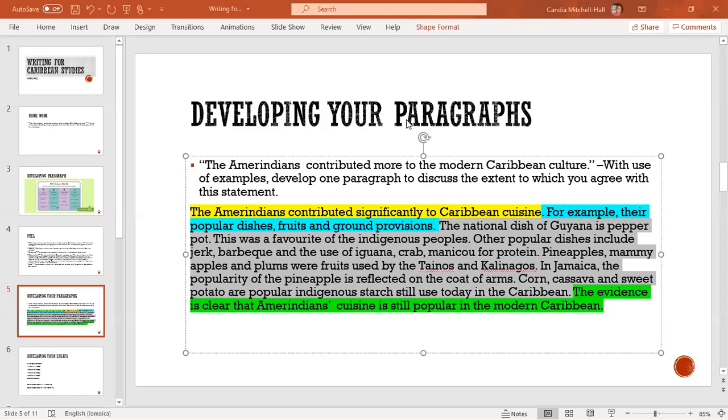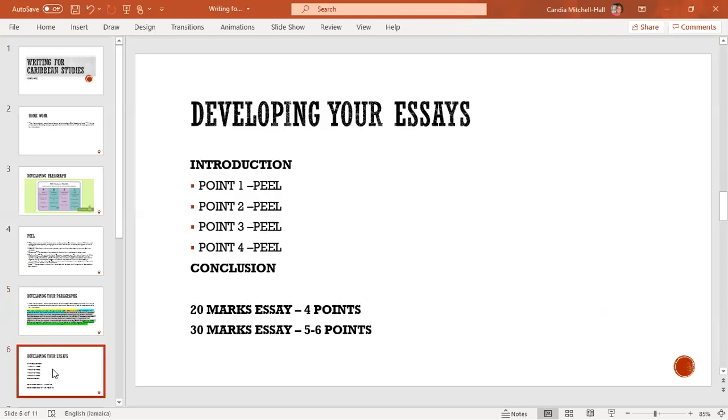Very good. So, ladies, do you realize that for this section here, the first one is the point, then I give my examples, then I explain the explanation, and then I link. So that is how you PEEL. So for each of your points, you need to PEEL. Now, when you are doing your essay, you have your introduction, first point, PEEL. Second point, PEEL. Third point, PEEL. Fourth point, PEEL. Then your conclusion.